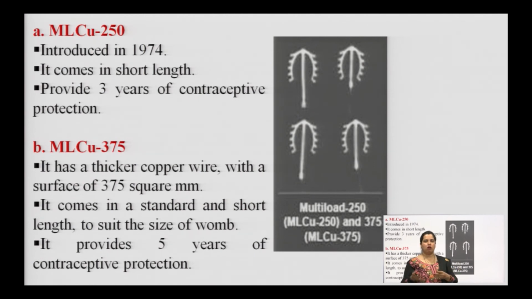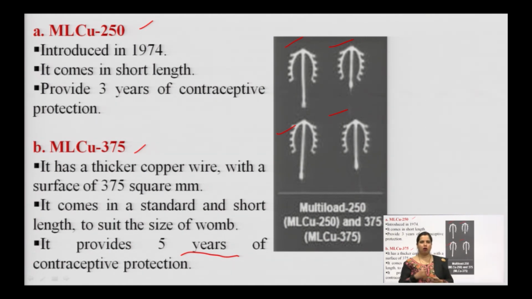Definitely, if it is copper, it depends on the surface area of the copper wire used in the device, that is named 250 and 375. Now, you see the advancement of copper IUDs looks like this. So, this is the varying size of MLCu 250 with a long stem and 375 with a short stem, right. MLCu 250 was introduced in 1974, so that concept is very old, it is not new, but the release pattern and the advancement of using a medicinal agent is quite new.